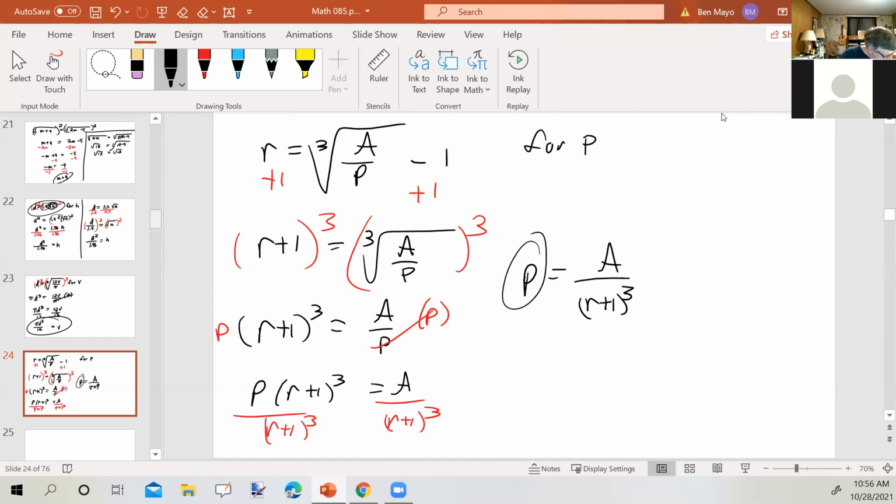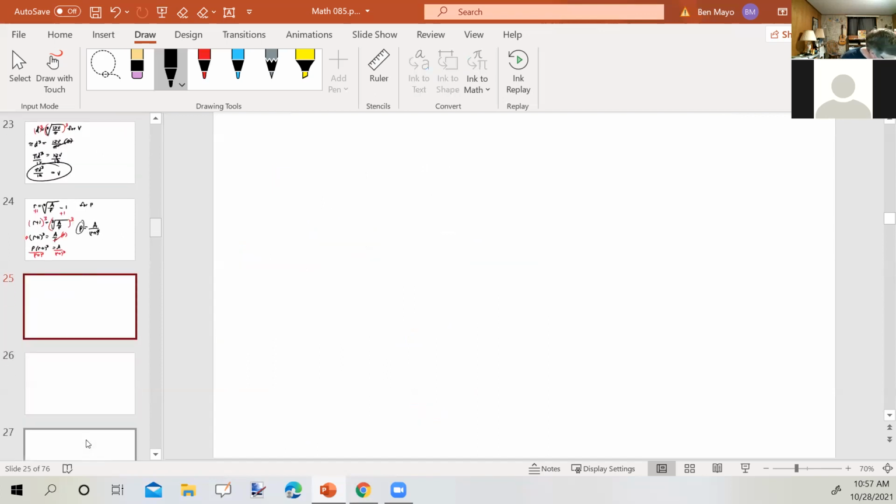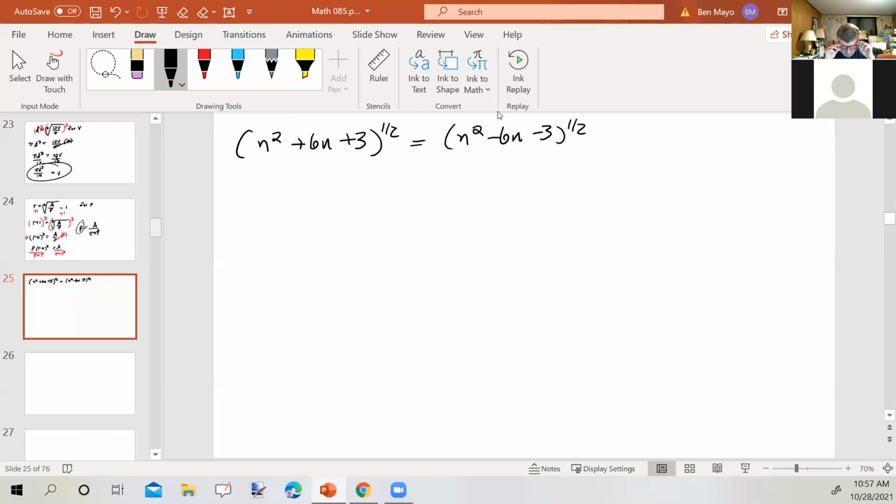No, not that one. How about this one? We have (n squared plus 6n plus 3) to the 1/2 power equals (n squared minus 6n minus 3) to the 1/2 power. So we have two terms, even though they aren't radicals, I guess we should say if we have an expression or a term with a fraction exponent, so a rational exponent, we want to isolate it, okay?